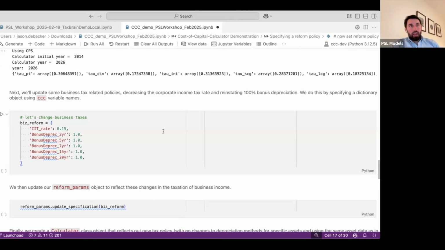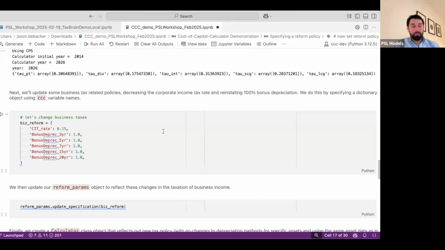Under current law in 2025, bonus depreciation is 40%. This is phasing out over time, so it'll be 20% in 2026 and then 0 in 2027. Something one might consider is reinstating 100% bonus depreciation for assets with lives of 20 years or less. And those are those next few lines here. I'm going to change the bonus depreciation rate on 3, 5, 7, 15, and 20-year lived assets to 100%.